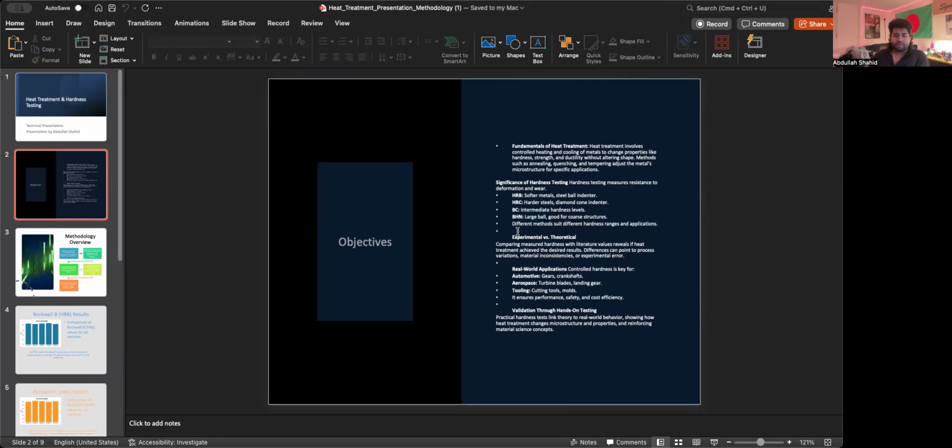Another goal was comparing experimental versus theoretical values to see how close our actual results match with the expected properties. Any deviations could indicate process variation, material inconsistency, or just simple measurement error. Finally, I wanted to connect this to real-world applications such as gears in automotive systems, turbine blades in aerospace, and precision cutting tools in manufacturing.